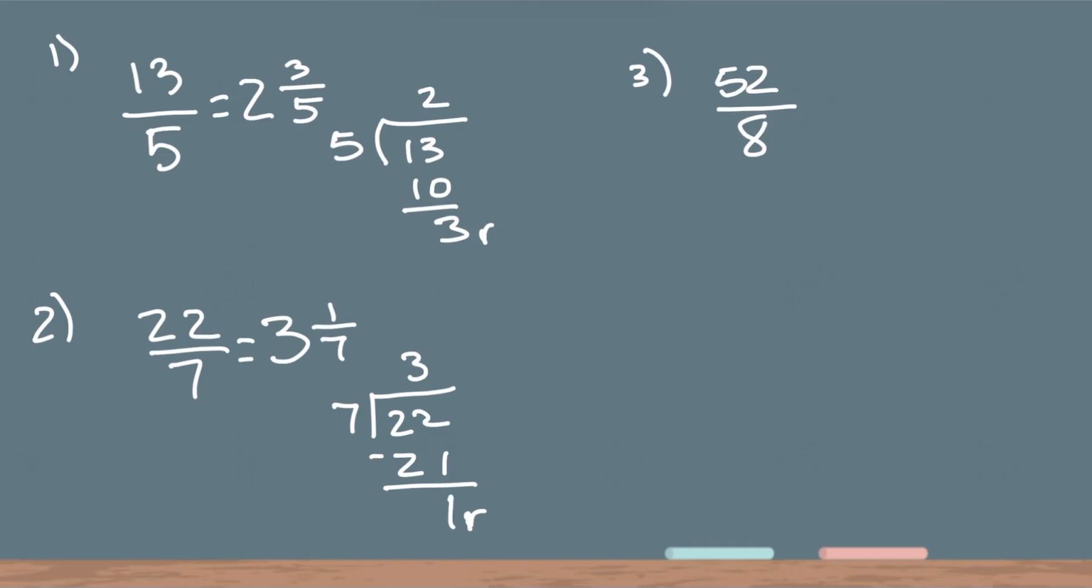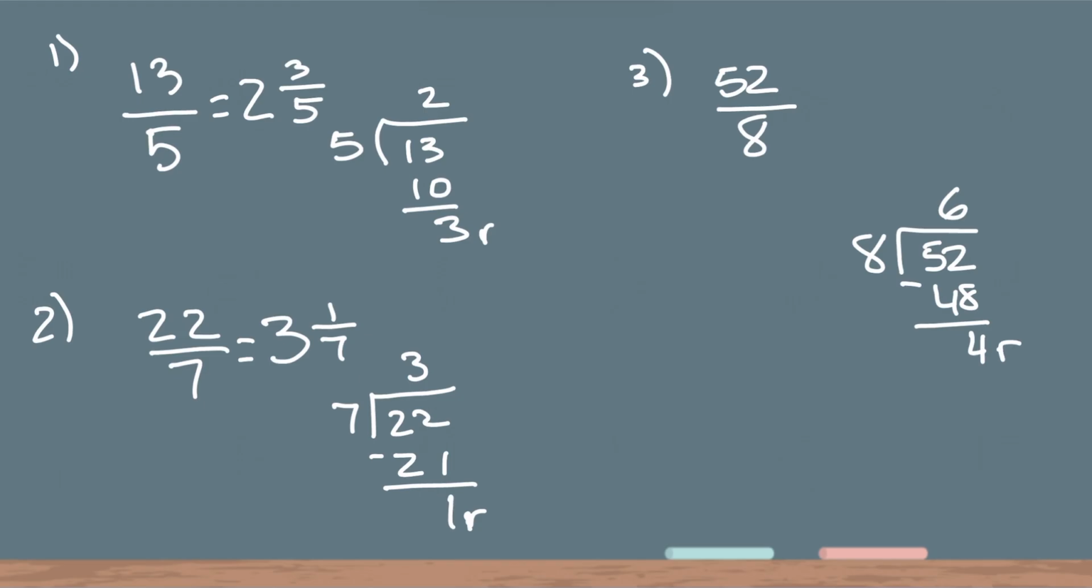Okay, so again, let's go ahead and write it out like a division problem. So we're going to take 52 divided by 8. Okay, so how many times can an 8 go into 52? Which is 6. So if you take 6 times 8, that gets us to 48. You subtract that from the 52, and the remainder is 4.